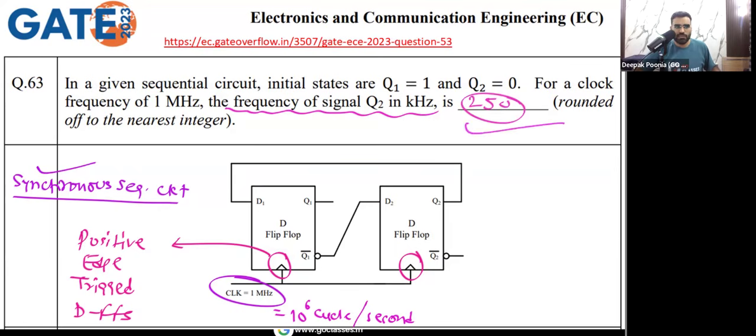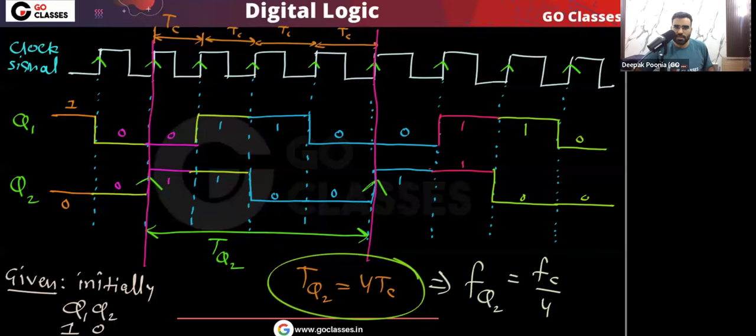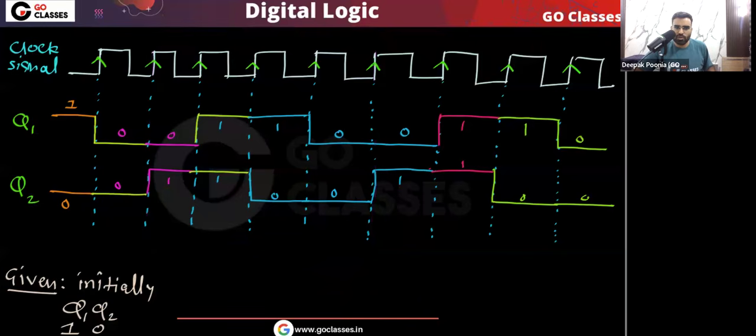I hope you understood. And if the question asks you what the frequency of the Q1 signal is, what will that be? Tell me quickly. Let's find FQ1. Here you can see that from one falling edge to the next falling edge, the time duration between two consecutive falling edges is the cycle time, correct? So this is basically the cycle time.